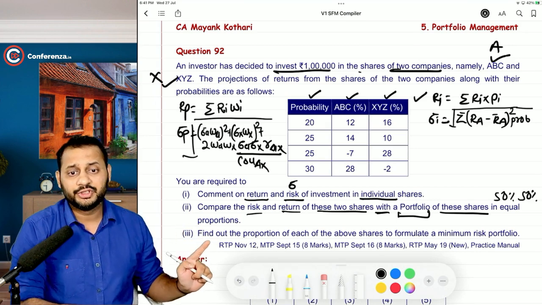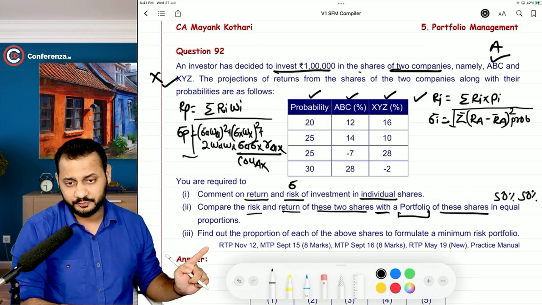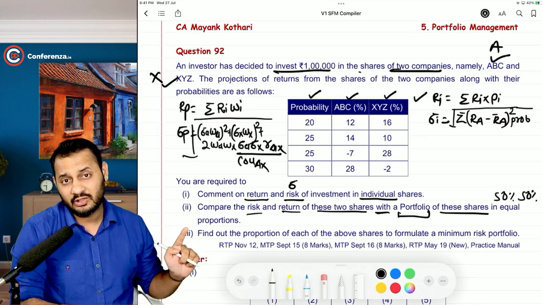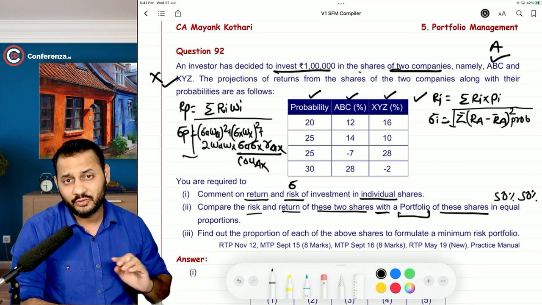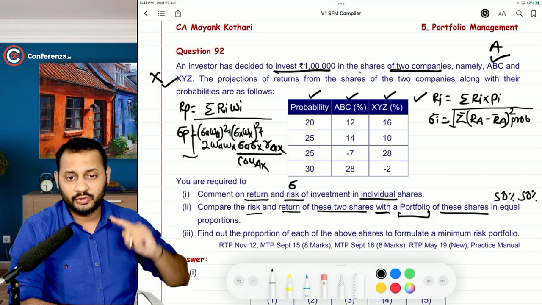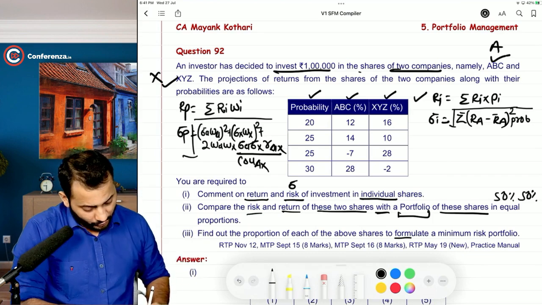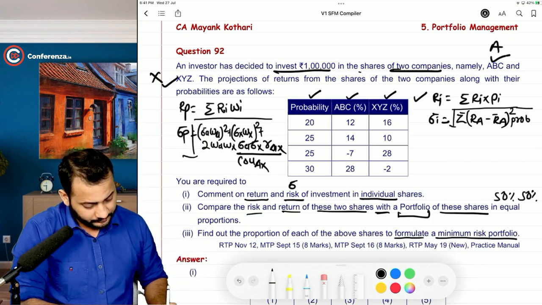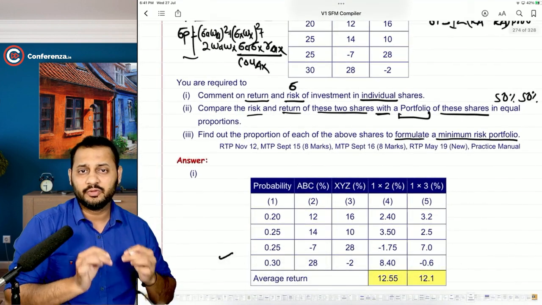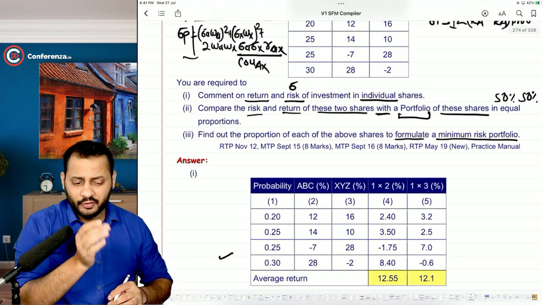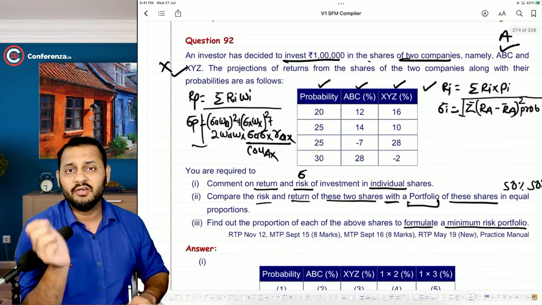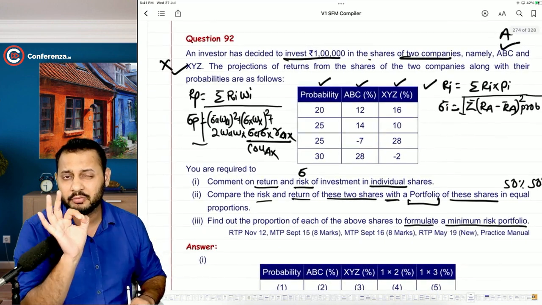Find out the proportion of each of the above shares, which was 50-50 in the second part. The same has to be calculated here. In the third part, we don't have to calculate anything else but these weights, so that we can formulate a minimum risk portfolio. What should be the weight of each stock so that the portfolio risk, when calculated, will be the minimum?